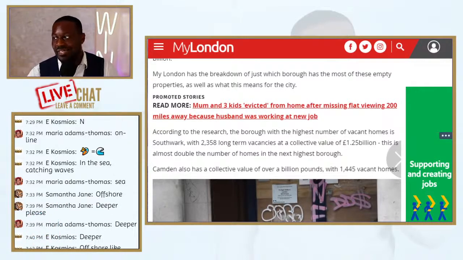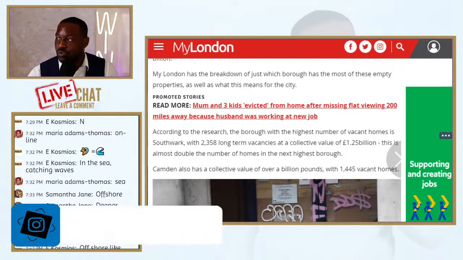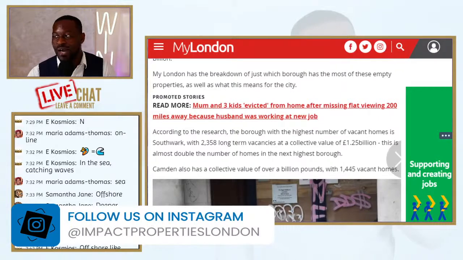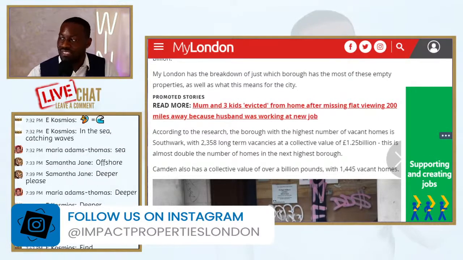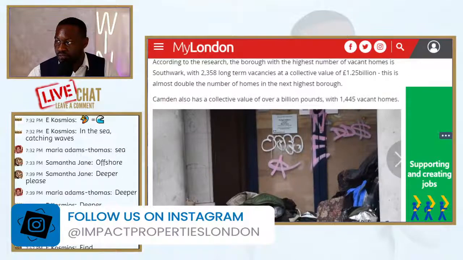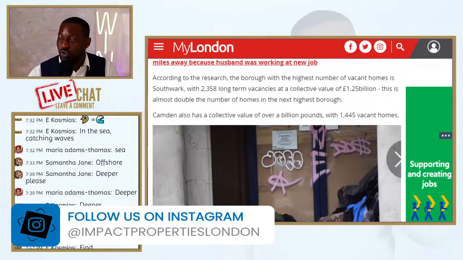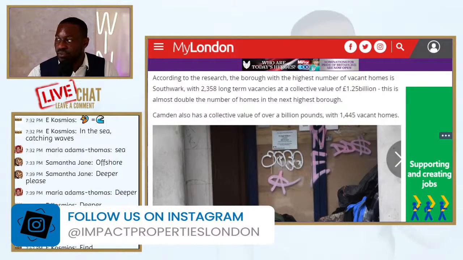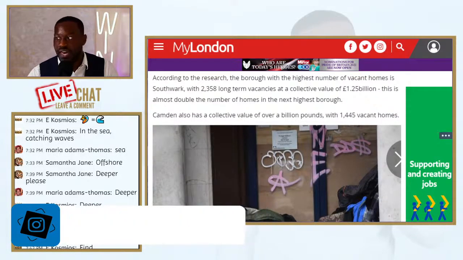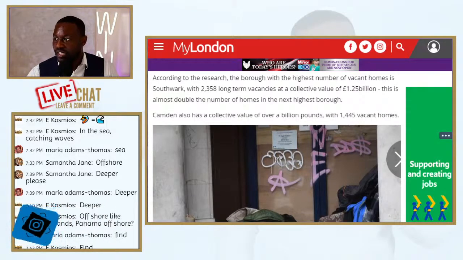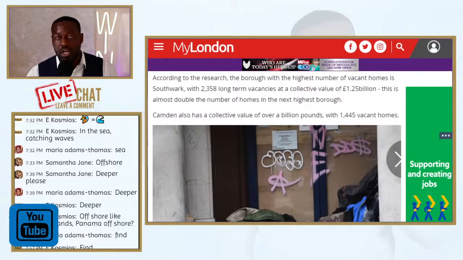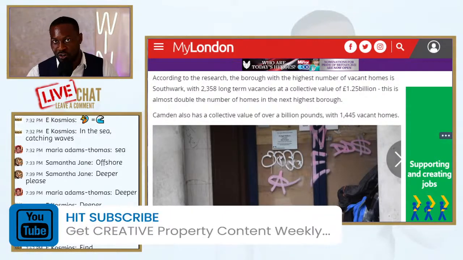My London has the breakdown of just which borough has the most of these empty properties, as well as what this means for the city. Okay, check this out. According to the research, the borough with the highest number of vacant homes is Southwark. Okay, Southwark. Is that one of the most expensive boroughs in the UK? In London? No, it's not.